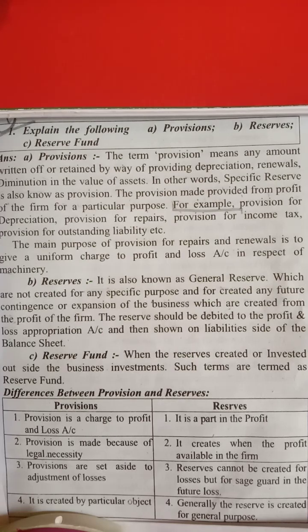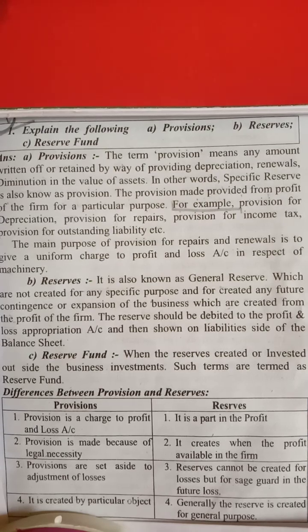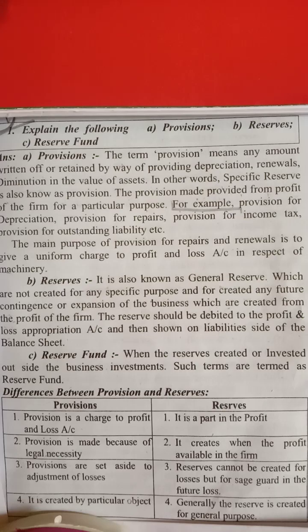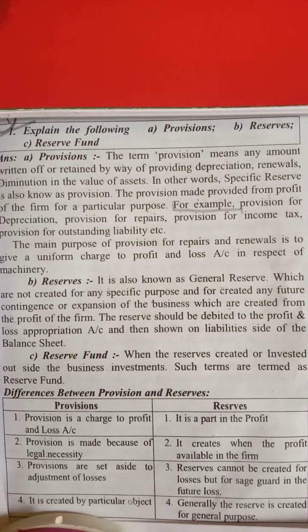So next, the fourth point: a provision is created for a particular objective. In comparison, a reserve is generally created for general purposes. So these are the differences, provision versus reserves.